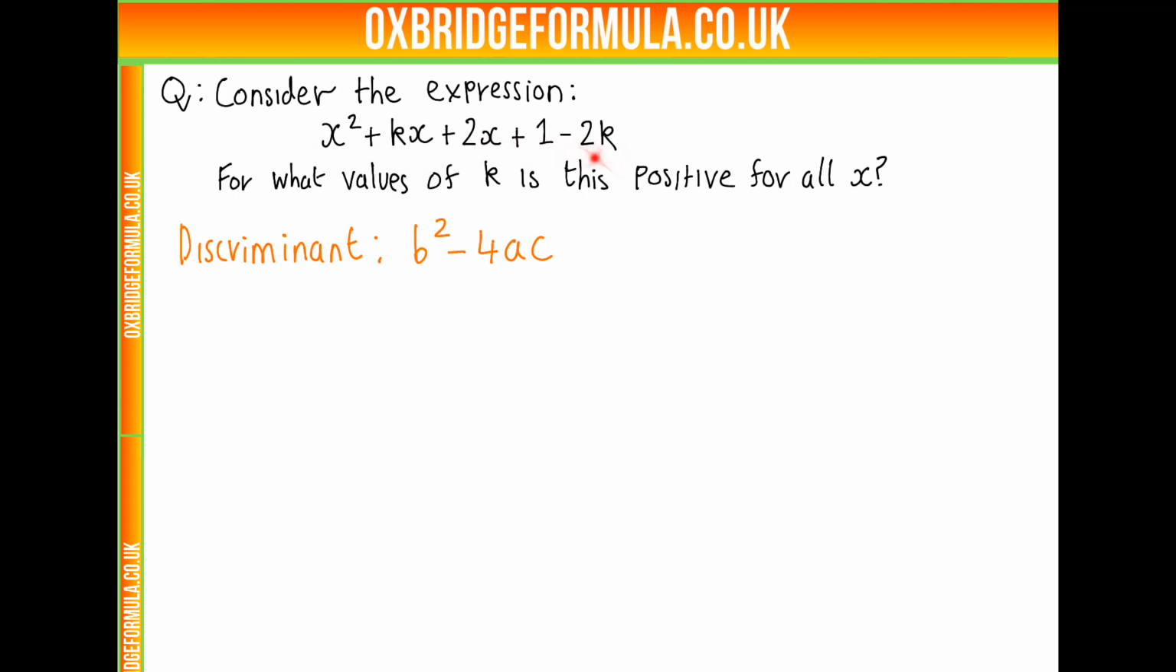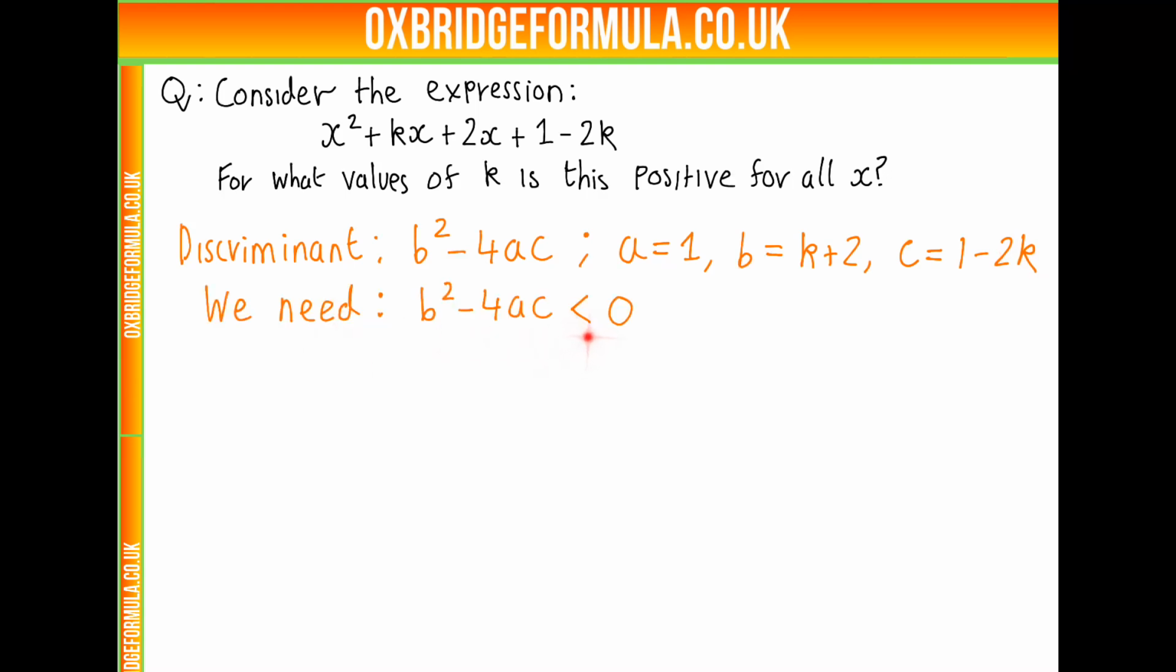Now looking at this and collecting together the terms, a is 1, that's nice because it's the only x squared here. b is k plus 2 because we've got plus kx and plus 2x. And c is clearly this 1 minus 2k. So what do we need? We need no roots, so we need the discriminant to be less than 0.